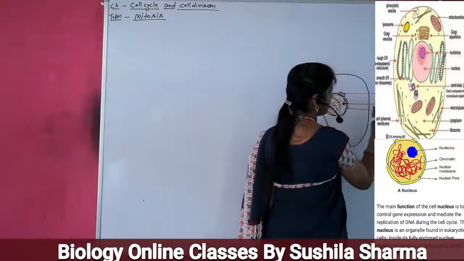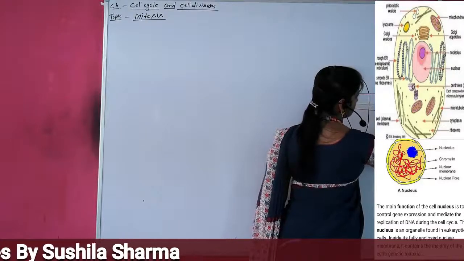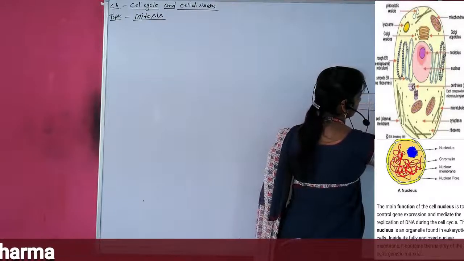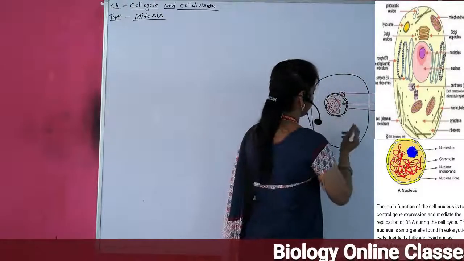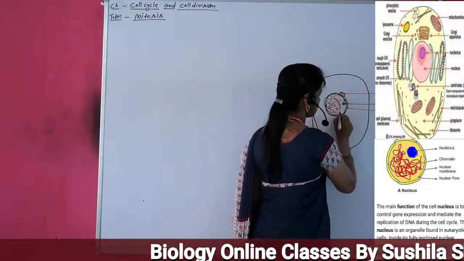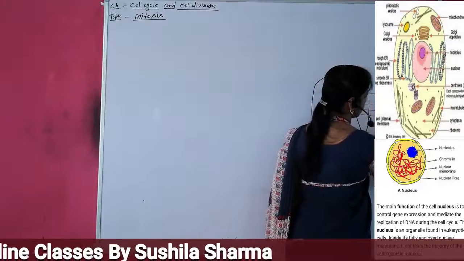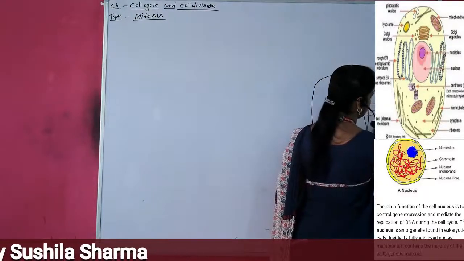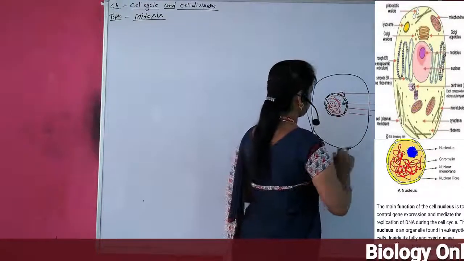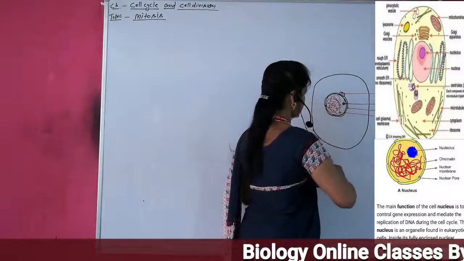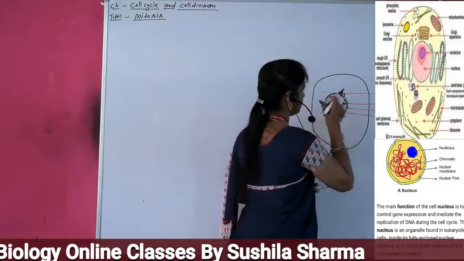In which one pair of centrioles is present, centriole or centrosome. About centrosome in detail we will discuss in another chapter, which is cell. And this thread-like structure is called chromatin fibers. These are chromatin fibers. It is the structure of the nucleus. And nucleoplasm is also present. A fluid is also present inside the nucleus, which is the nucleoplasm.